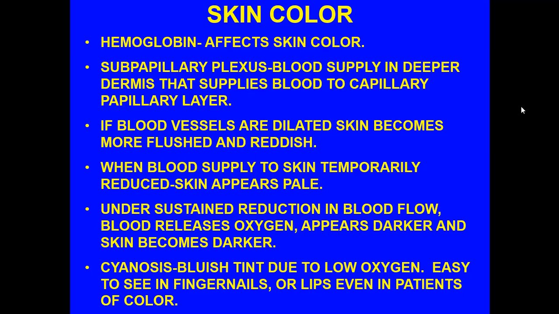This can also happen if the blood supply is reduced because of reduction in blood pressure or pumping of volume from the heart. Now, if you have sustained reduction of blood flow, the blood will release the oxygen, it'll appear darker, skin will become darker. And then we have the phenomenon called cyanosis. It has nothing to do with cyanide. It's that bluish tint due to the low oxygen that you see of the blood. You can easily see this in fingernails or lips, even if you have patients of color.